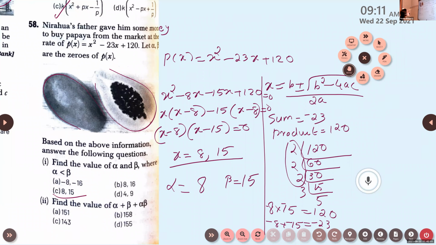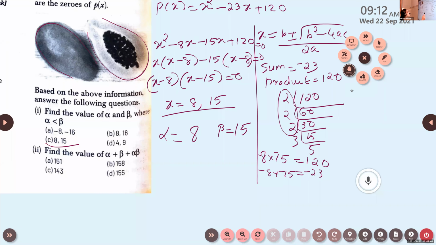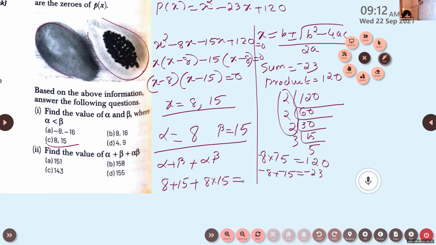Next question, find alpha plus beta plus alpha beta. Alpha and beta we got. Alpha plus beta is 8 plus 15, plus alpha beta is 8 into 15. Find this sum, how much is it? Ma'am, option C, 143.